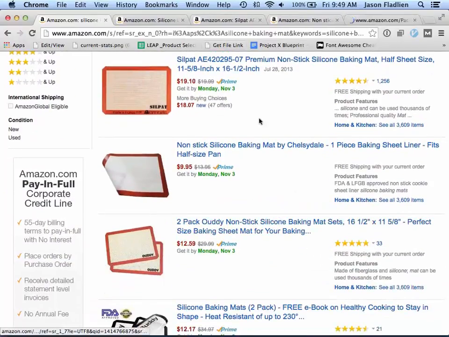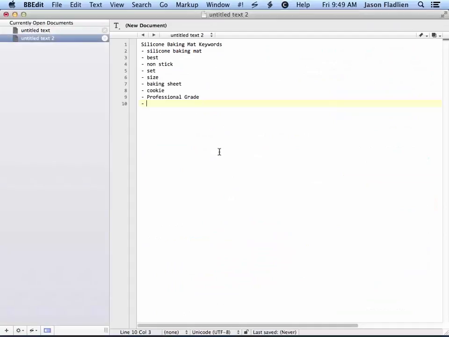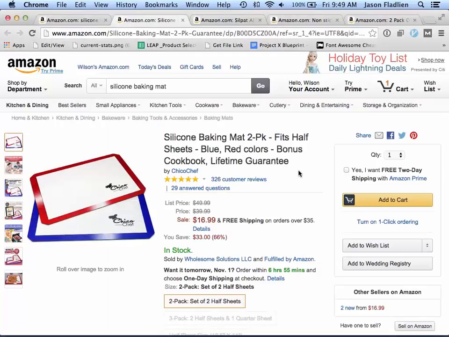Sometimes you have to consider misspellings too. Like, does anybody actually use the word silicon? See, this is one that I probably won't put in the title, but I might have a reviewer spell it intentionally like this, right?